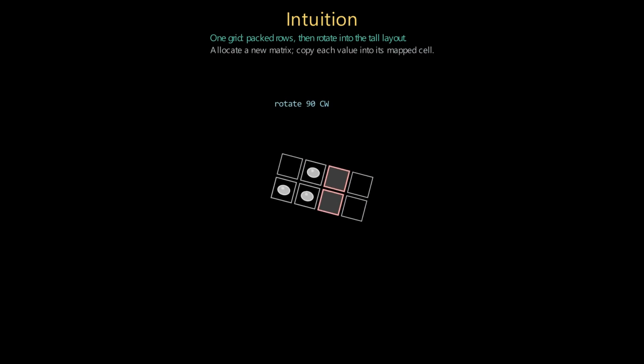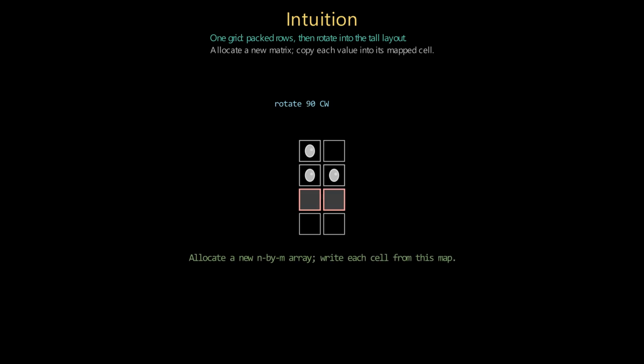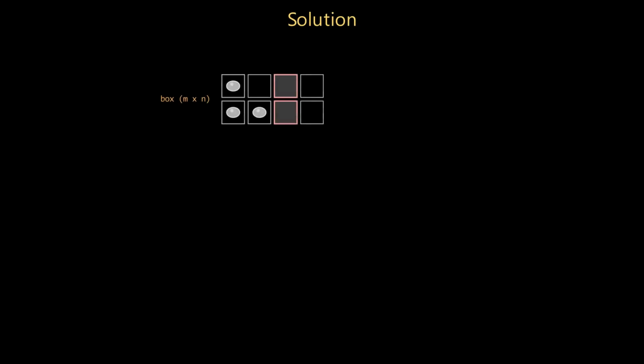First pack every row to the right. Then rotate the picture 90 degrees clockwise, the short wide box becomes a tall matrix. Because the shape changes, you allocate a brand new n by m array and write each cell into its mapped position there. 2 passes. First, slide the stones right inside each row of the box. Then allocate a fresh n by m grid and write each cell into its rotated slot.